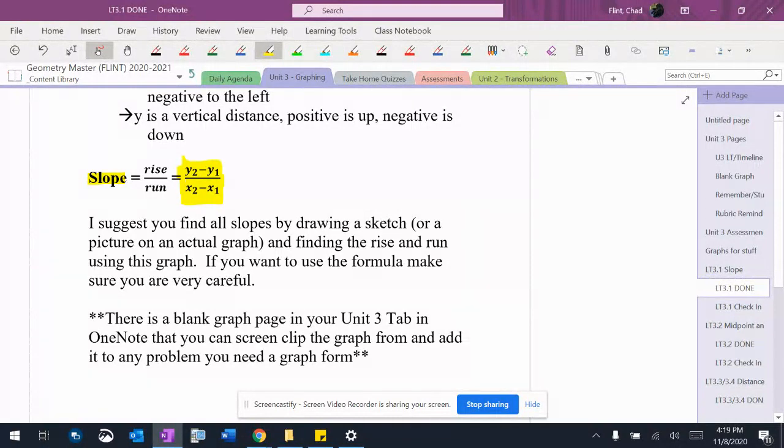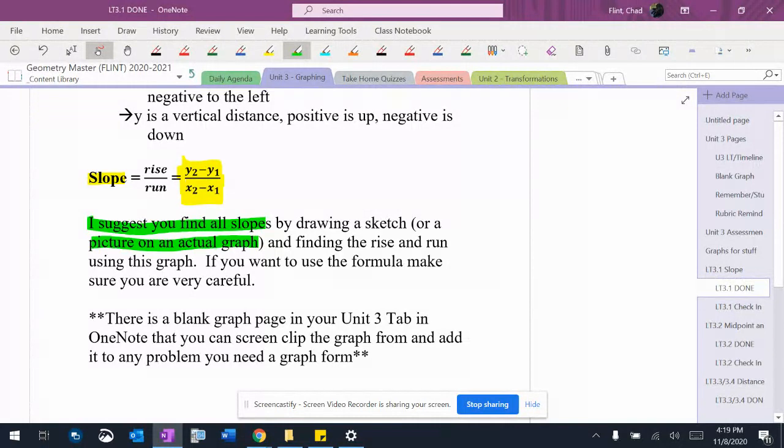And if you draw a picture of it, it's very difficult to get the slope wrong if you know what you're doing. So I suggest you find all slopes by drawing a picture on an actual graph. And I'll show you how to do these if you watch a few of the videos. It's a super easy thing to do as long as you're careful.